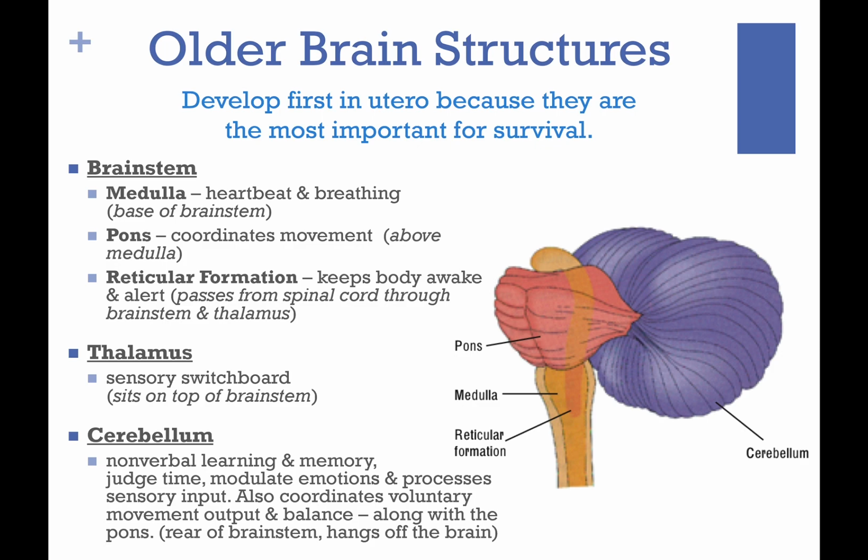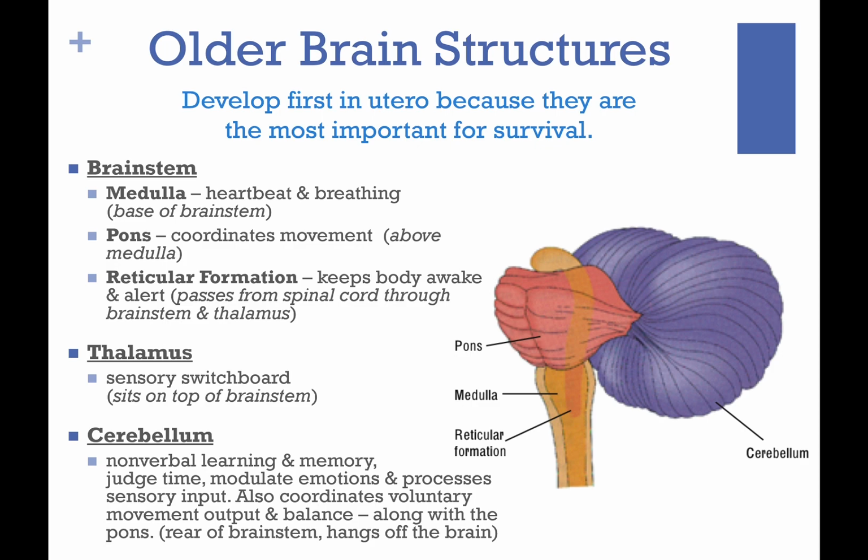So the reticular formation is what keeps you awake and alert, but when you get spinal damage high enough, if it damages the reticular formation, you can go into a coma, or in some cases even die. So the thalamus at the top of the brainstem is the sensory switchboard, and that's the part that takes all of the sensory information coming in from the body and routes it to the various locations in the brain.